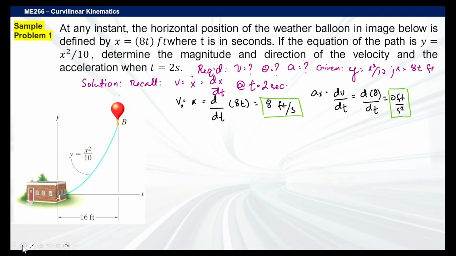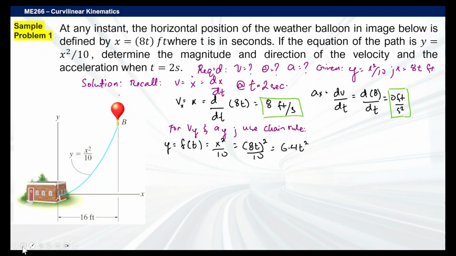So next up is paano naman yung vy and ay. We will use yung chain rule. Now, chain rule lang naman here, you may refer to your appendix on how to explain it, and you can do a quick review rin pagdating sa differential calculus nyo. But chain rule is just basically we're gonna derive it the second time around. So mag-second derivative tayo. Okay? So basically ito, y equals f, y will be a function of time. In this case, y is x squared over 10, and then x we will just replace with 8t.